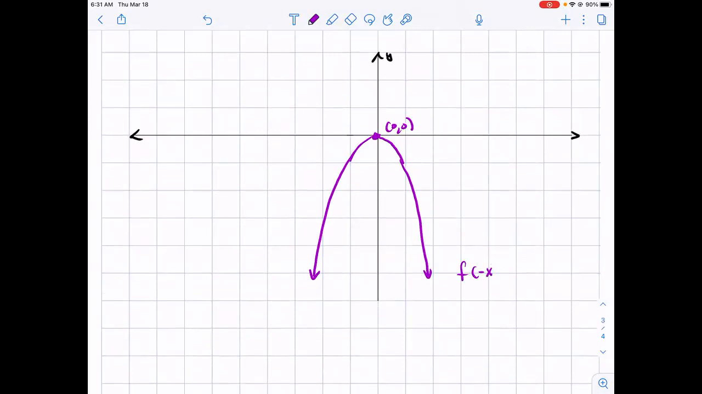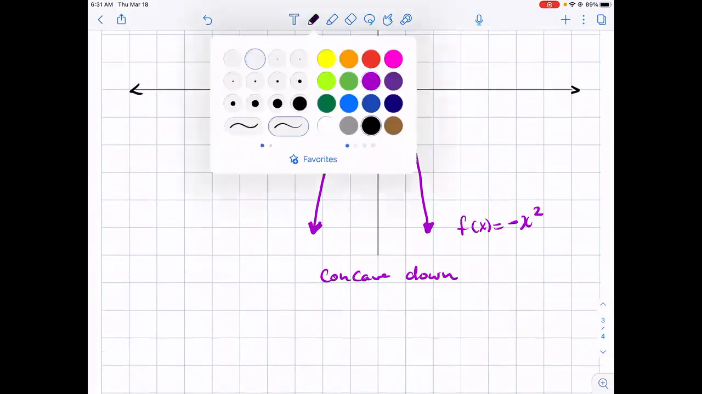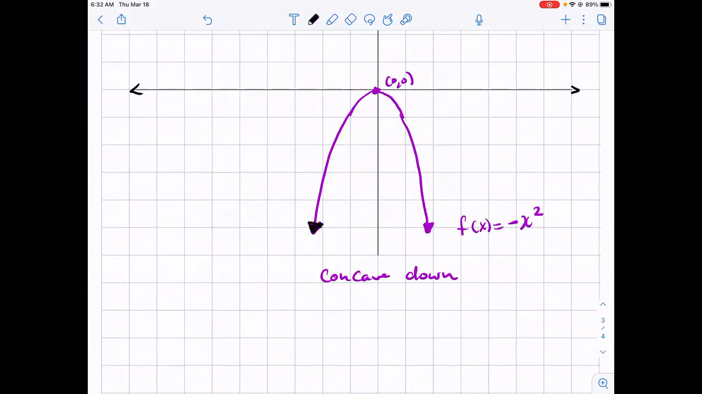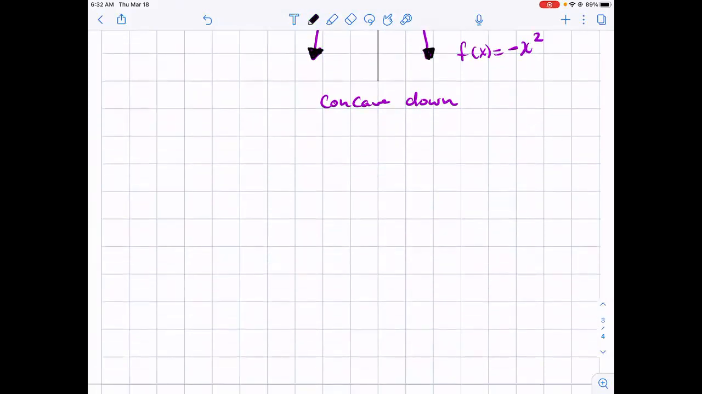F of x equals minus x squared. And when these arrows are pointing down, we say that this is concave down. We know that because the arrows are pointing down. When the arrows are pointing up, we call them concave up.